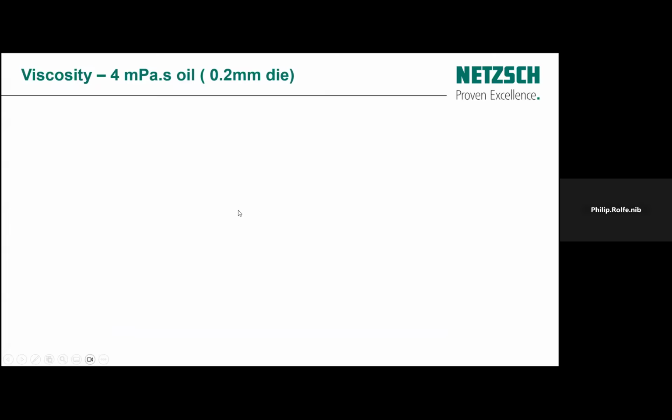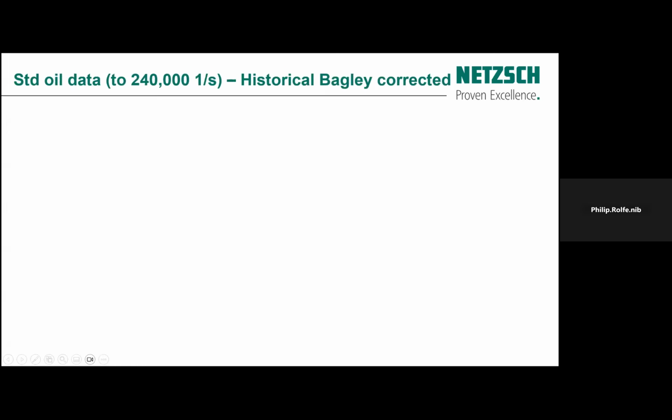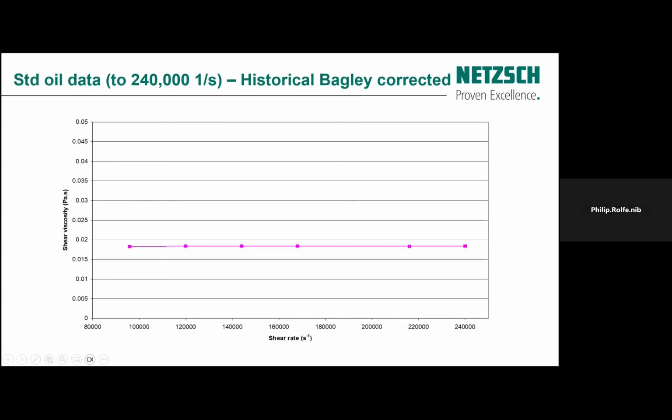This is 4 millipascal second oil, and this is just going through a 0.2 millimeter die. We see we got to 1.5 million reciprocal seconds in this test. So that's really directly simulating the spray in the capillary rheometer. In this case, obviously, it's Newtonian, because that's an oil.